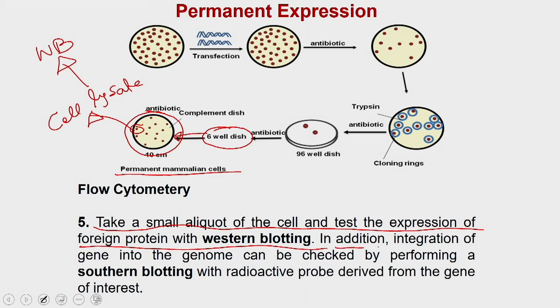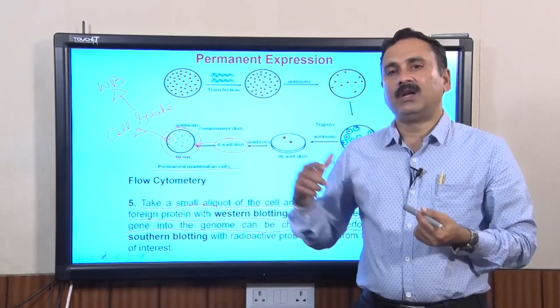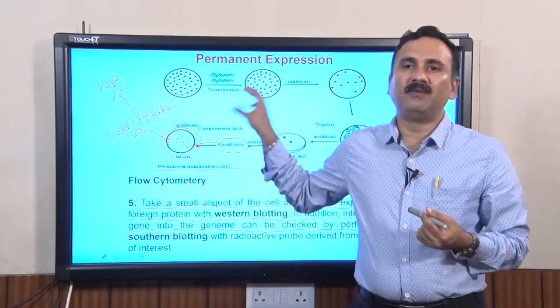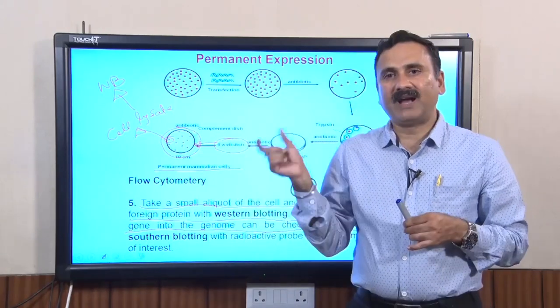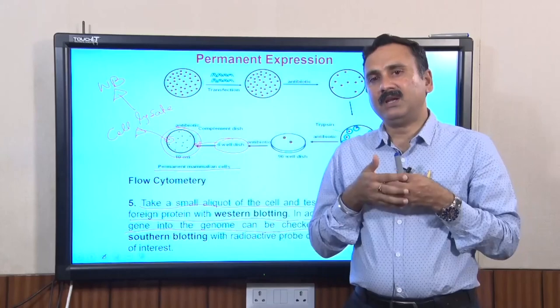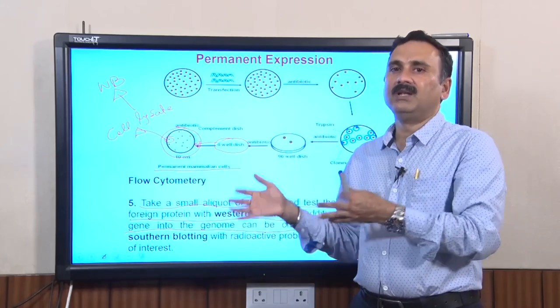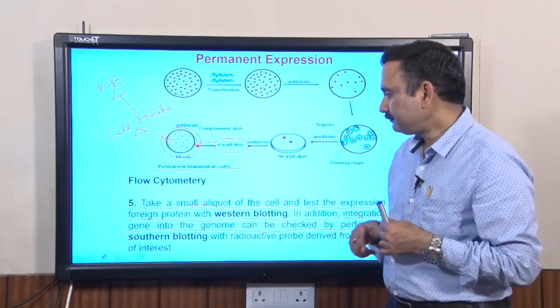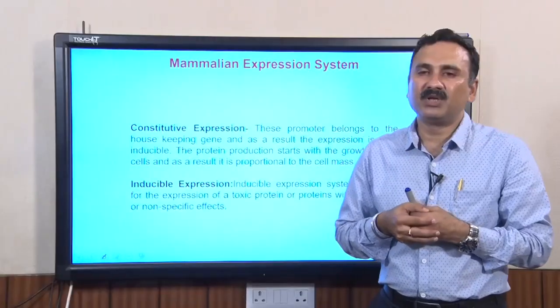In addition, since we are talking about permanent transfection, you also have to check the integration of this gene into the genome. The standard technique is Southern blotting. You can prepare a probe for that foreign gene and use it to detect the fragments in the Southern blotting. It gives you a signal that will confirm that the gene has been integrated into the genome. So this is all about the transient or the permanent expressions.